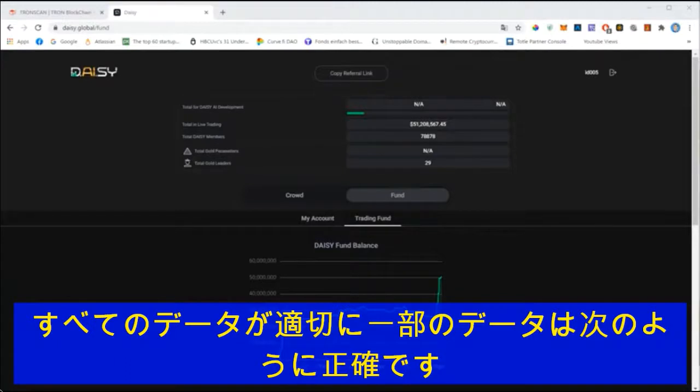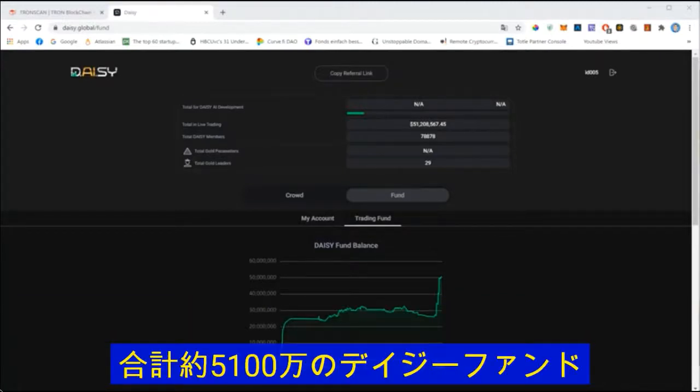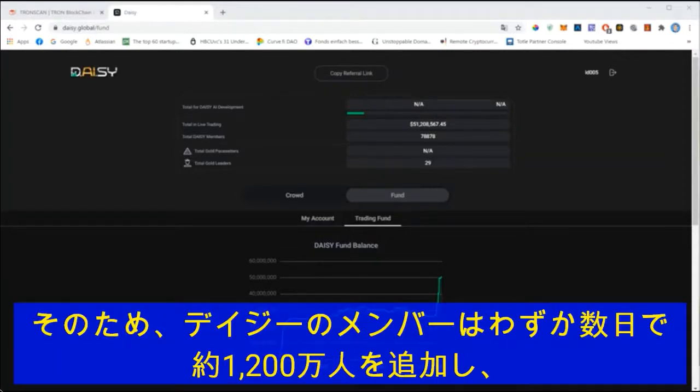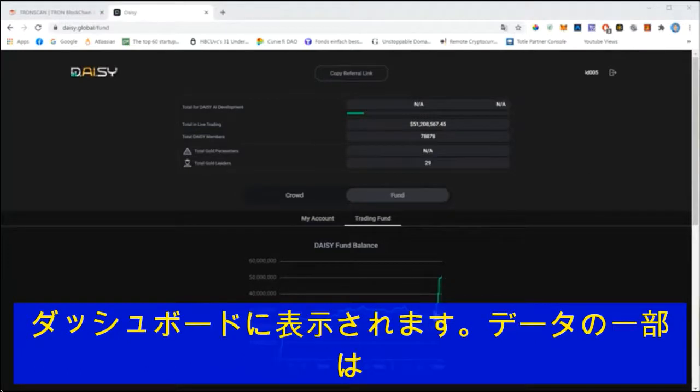Some of the data is accurate, like the total DAISY fund, which is around 51 million, and it was about 30 million just a few days ago. So DAISY members have added around 20 million in just a couple of days, and you will see it here in the dashboard, right?